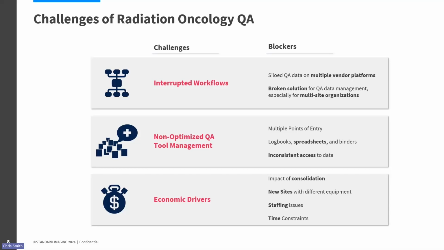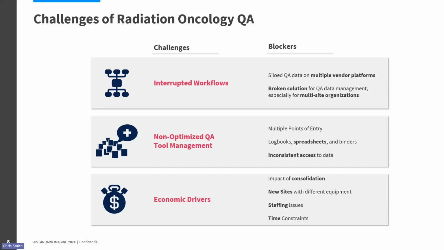Also, there is this non-optimized QA tool management. We fully recognize that you might not be a full SI shop, you might be Sun Nuclear, PTW, IBA, some of those bigger QA device manufacturers. So we fully understand that bringing in products, when you're trying to get the best value and specific sets of features from one company to another, is a part of your daily workflow. How you manage that today could be within logbooks and spreadsheets and binders, and you've got physicists and therapists, and everybody has this really inconsistent access to all the data that needs to be recorded.